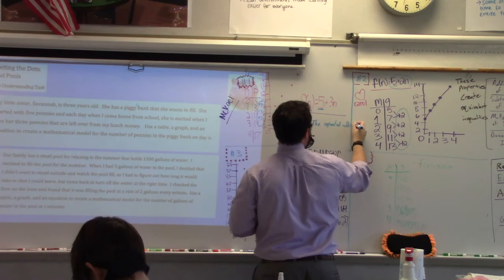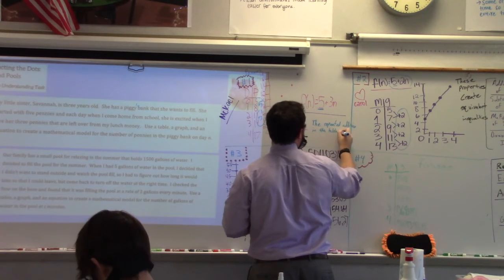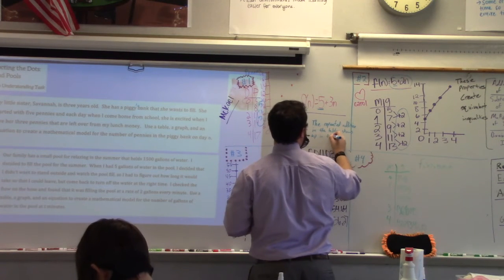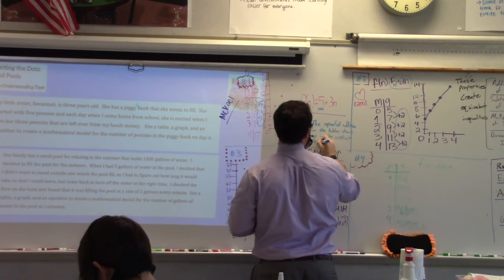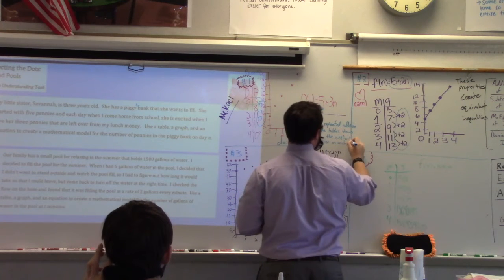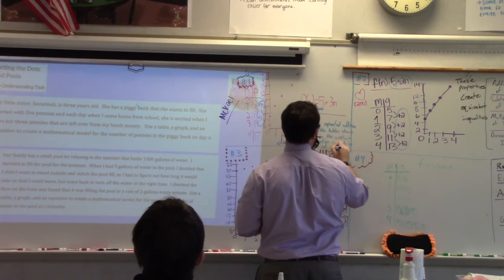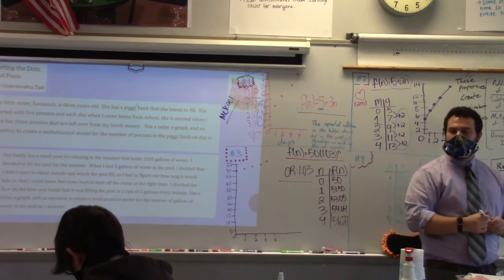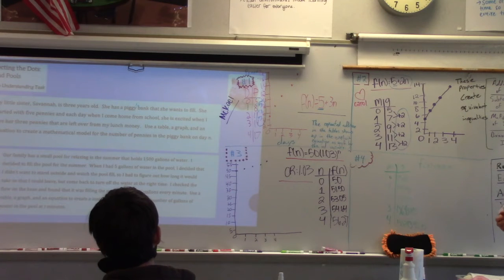Addition in the tables shows up in the explicit equation as multiplication by the independent variable. We need to notice those details. That repeated addition is showing up as multiplication in the equation.